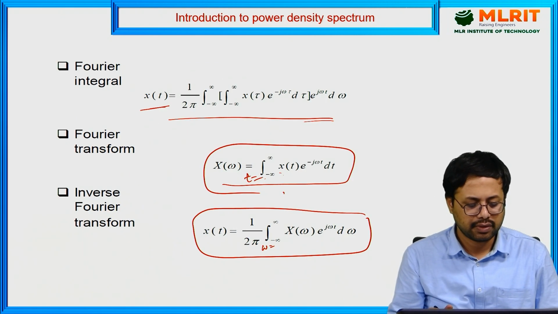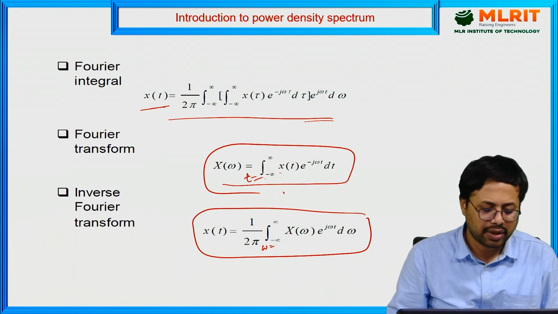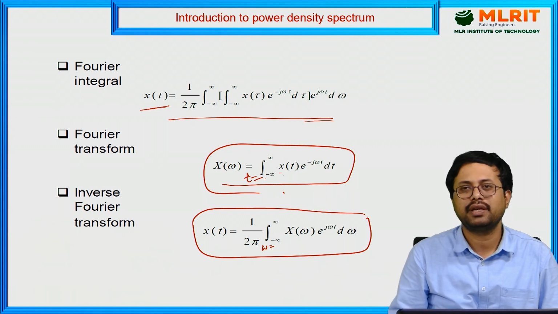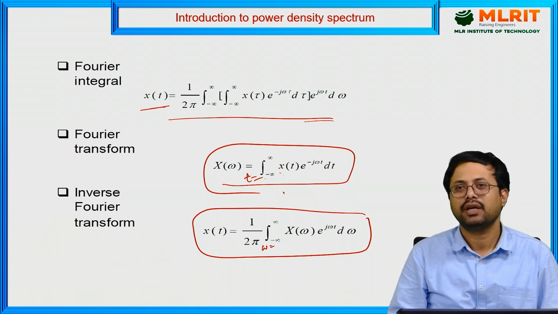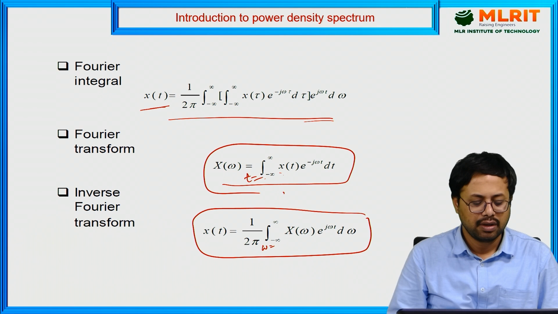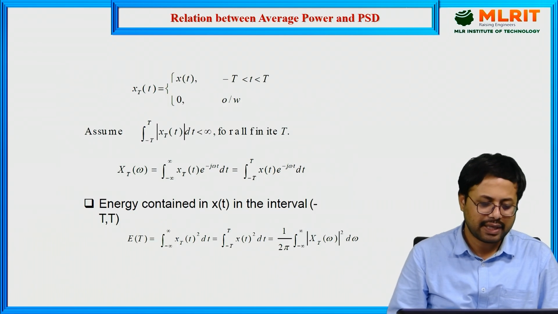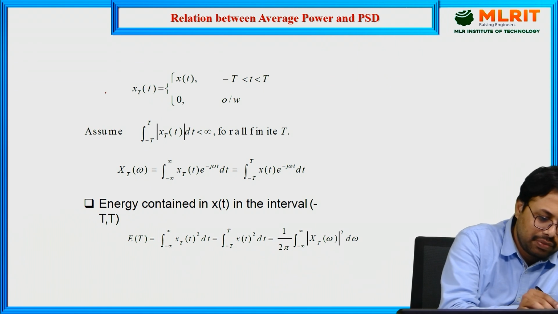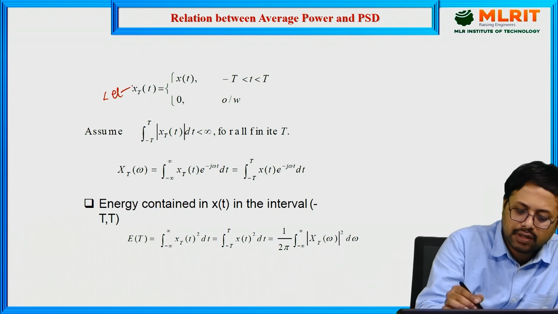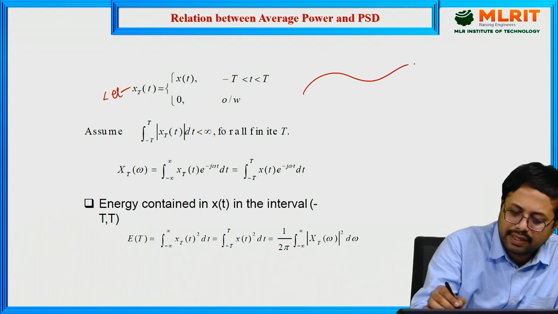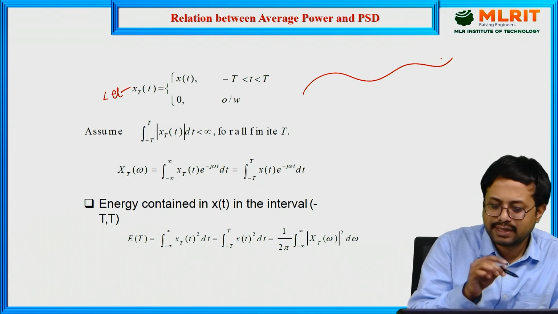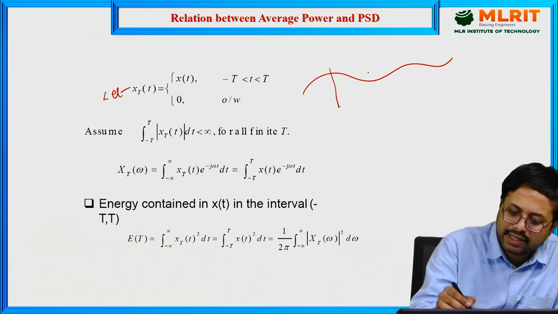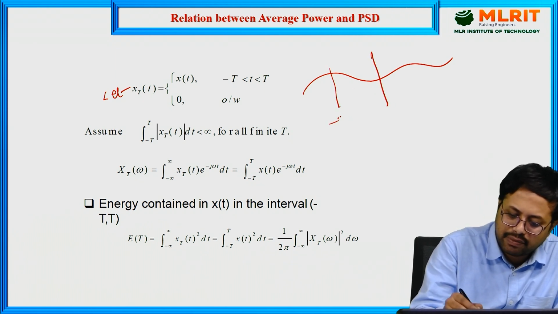Now, this is an important definition of power spectral density. Now we are going to discuss the average power, the relationship between average power and the power spectral density. To calculate that, let us assume this is any random signal. To understand this signal's behavior, we split it into a certain interval from minus T to T.